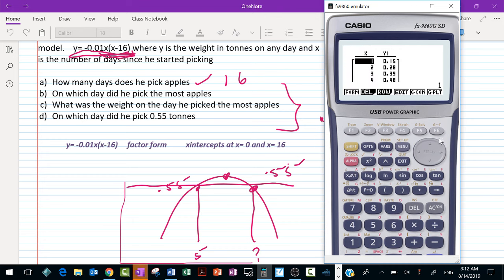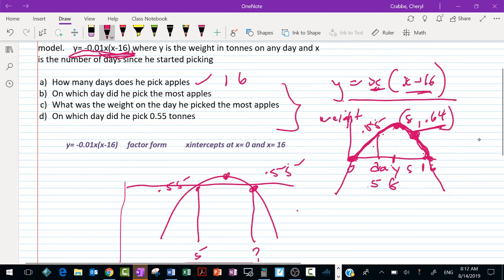And go to the table. And there's my 5 and 0.55. Let's keep going. 11 and 0.55. So if we go back to my graph, this is 11. So when the graph is 5 and 0.55, that's tons. There's another day when it gets to that point because of the symmetry of a graph. So at day 5 and day 11, you need both of those days.